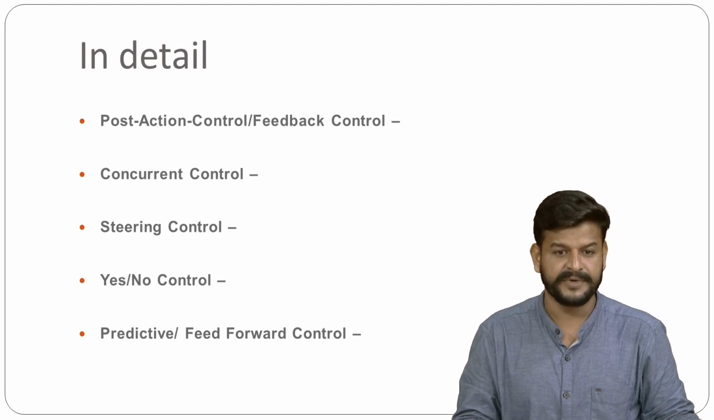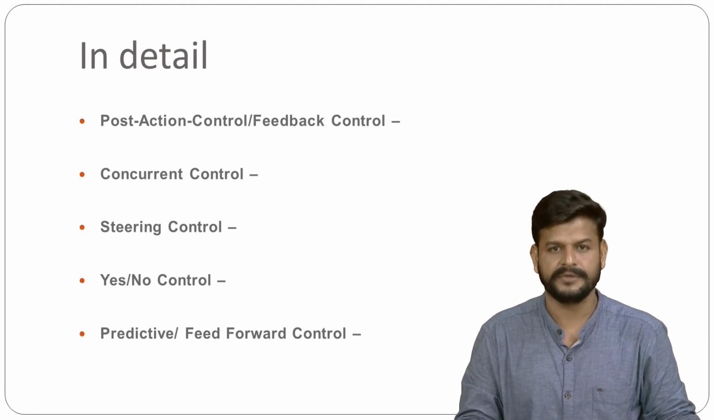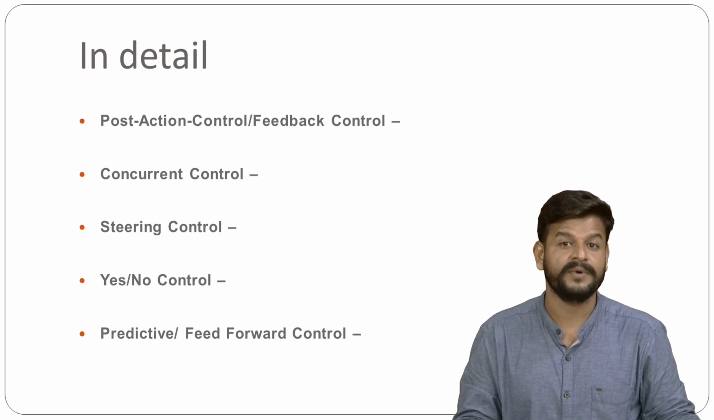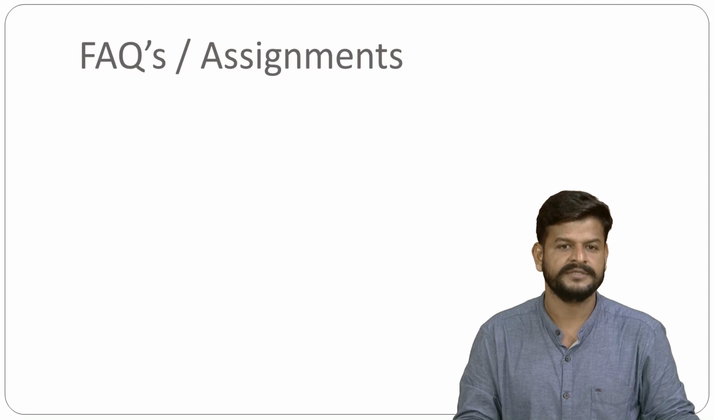Next and last one is predictive feed forward control. This type of control helps to foresee problems ahead of occurrence. Therefore, action can be taken before such circumstances arise. In an ever-changing and complex environment, controlling forms an integral part of the organization.